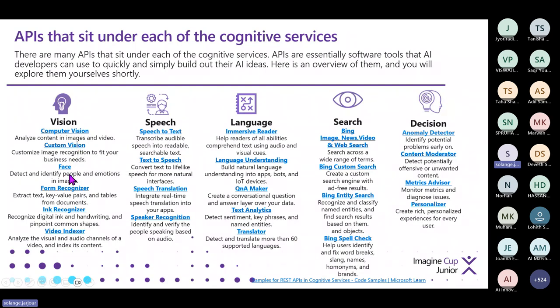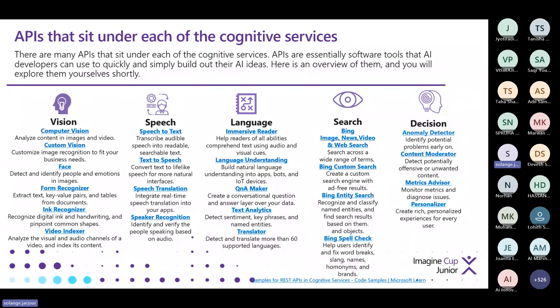Face is another API. If you upload a picture on Instagram or Snapchat, you can see that it automatically detects the person and tags them. This is because of the Face API. We also have Form Recognizer. If I have a receipt or any kind of paper, I can scan it, and AI will extract the information from the paper and put it accordingly. We have Ink Recognizer, which recognizes my handwriting.